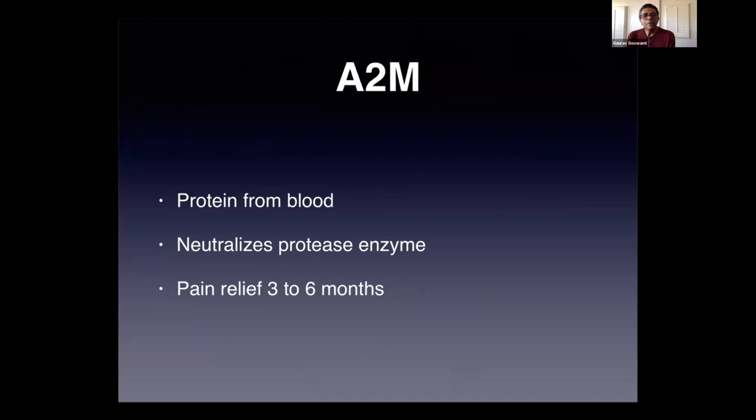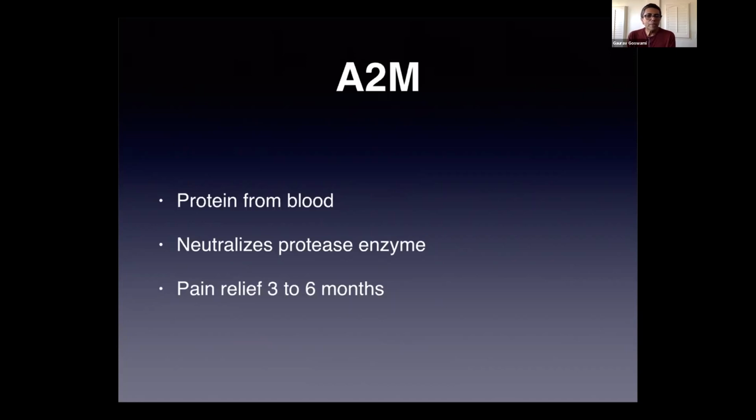Alpha-2 macroglobulin is a protein found in our blood, and that neutralizes the protease enzyme that can eat up cartilage as we age. In a degenerative knee joint, the protease enzyme goes up and it can start eating up the cartilage. Alpha-2 macroglobulin is a protein, again, derived from our own blood that can be used. Its average pain relief is comparable to PRP, maybe a little bit less. Again, a lot depends upon how it is prepared.